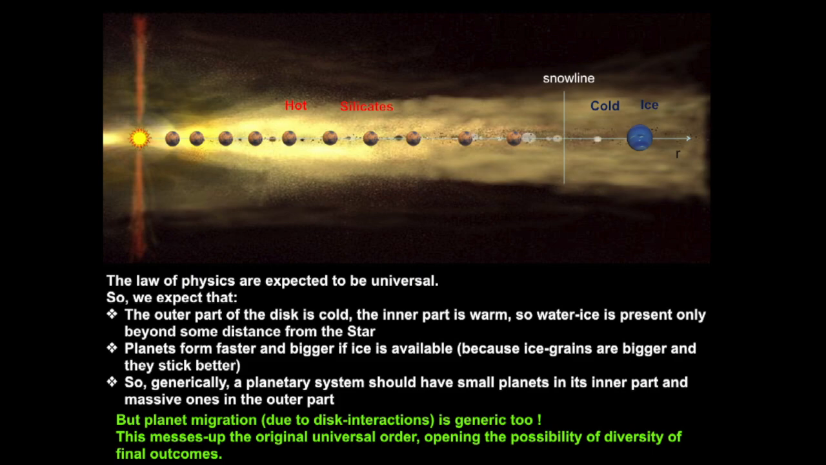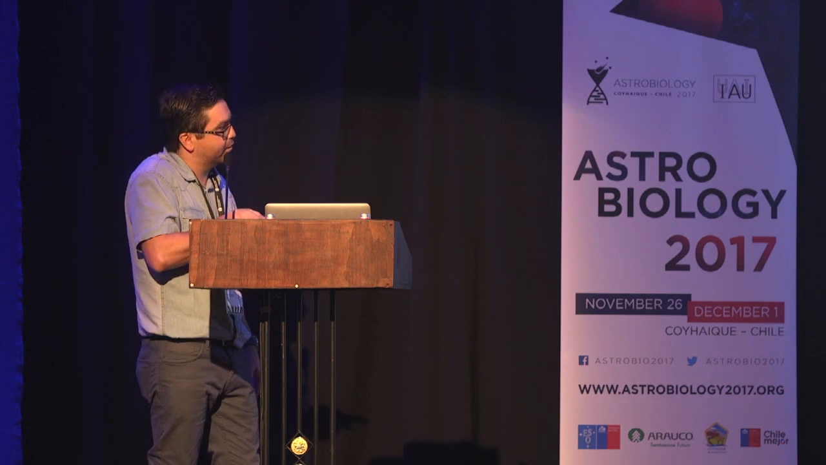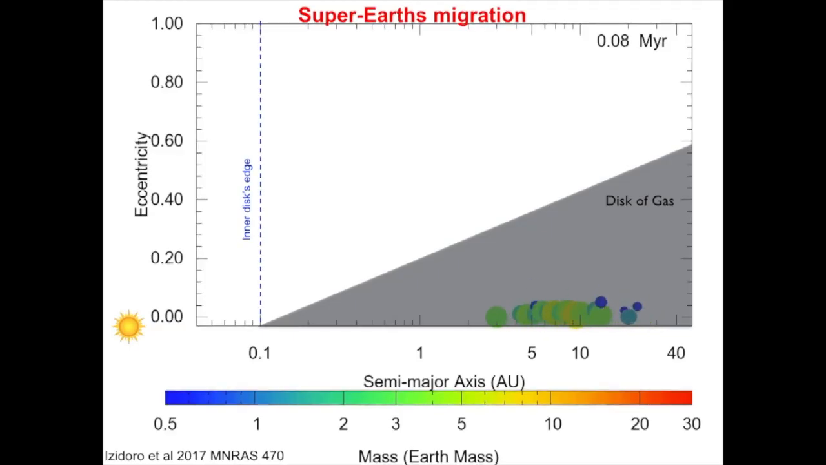This is a simulation. It shows one example of super Earth migration. Here you have a system of a few bodies that have masses of a few Earth masses. There's a protoplanetary disk, and the color shows the masses. The sun is here, and you have eccentricity. So these bodies, in the simulation that I showed before, will interact with the disk. They will exchange angular momentum and migrate.